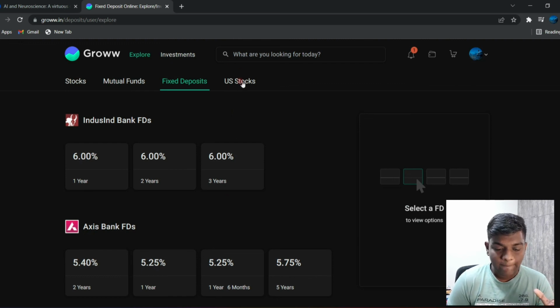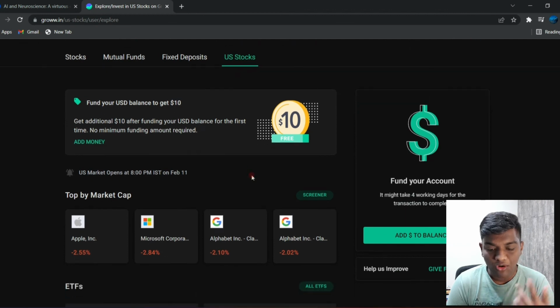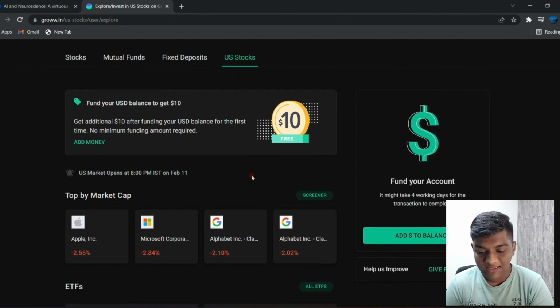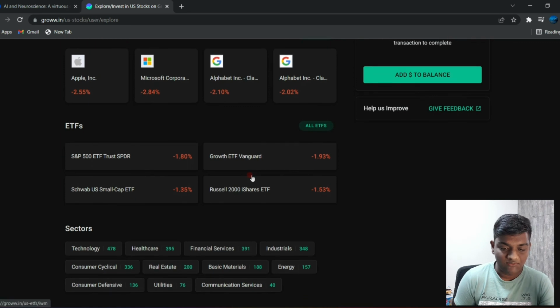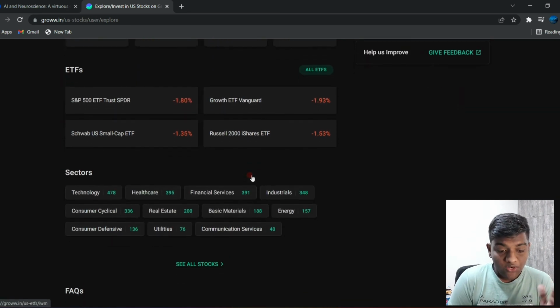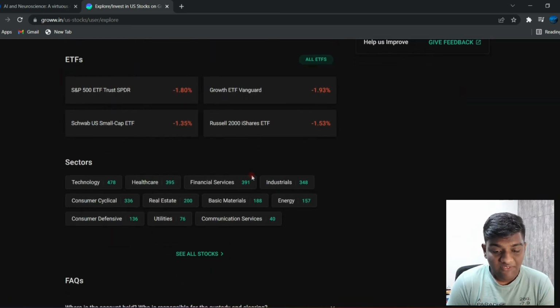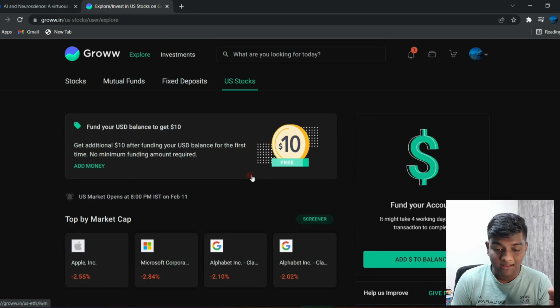And US stocks. I haven't funded my Groww account with US balance yet, so I use INT money. I even recommend INT money to you guys. That is a good place to invest. You could also invest in ETFs using Groww, like S&P 500 and Growth Vanguard. Nasdaq is an IT company tracking index, so you could invest in any indexes of the US also.